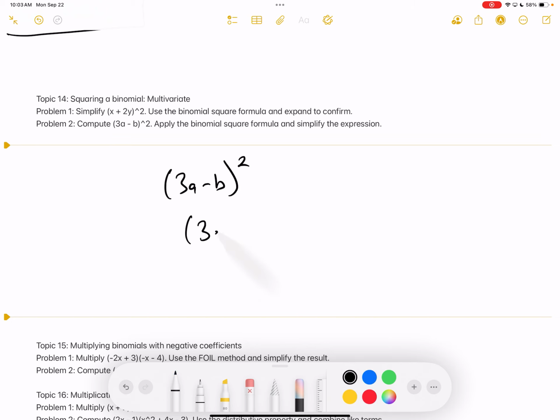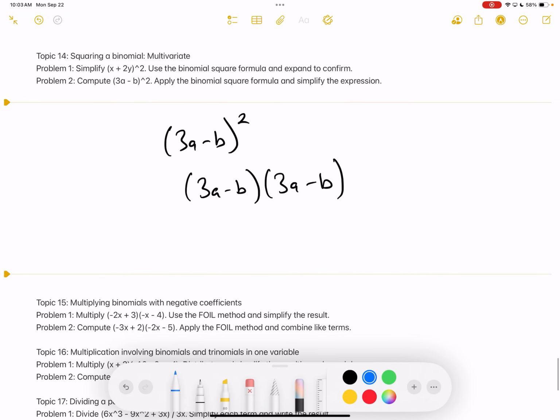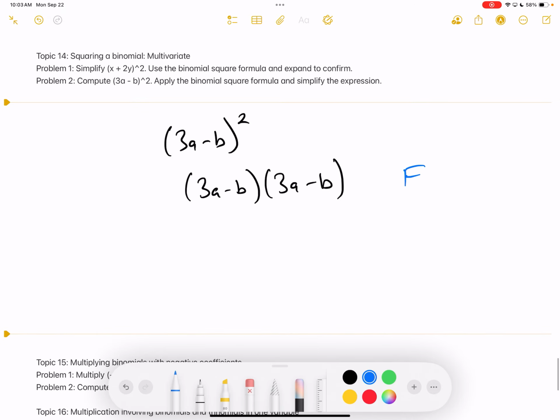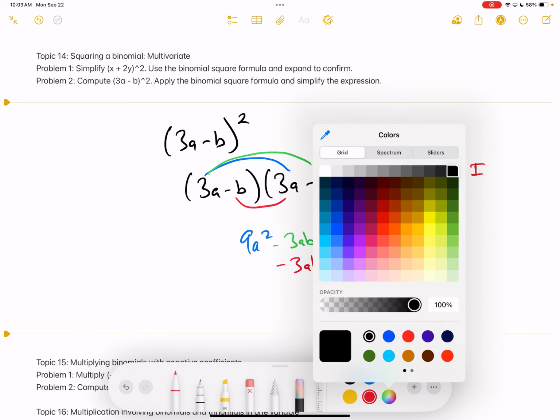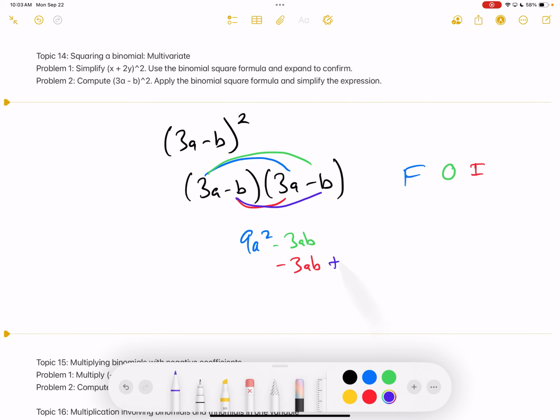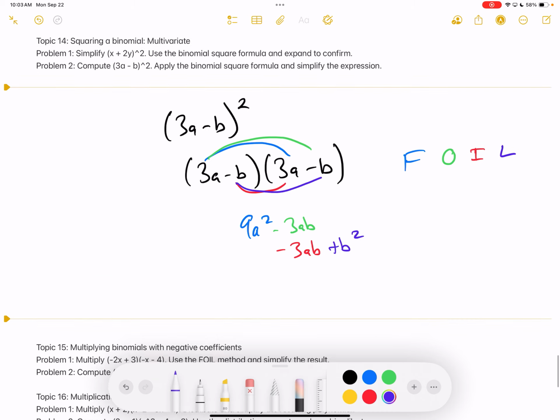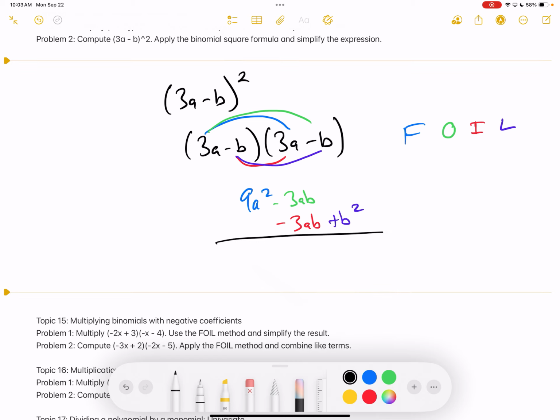So on this one, I'm doing 3a minus b times 3a minus b. FOIL it. 3a times 3a would be 9a squared. 3a times negative b would be negative 3ab. Negative b times 3a would be negative 3ab. And negative b times negative b would be positive b squared. So I have 9a squared minus 6ab plus b squared.